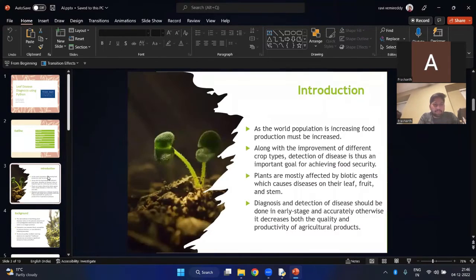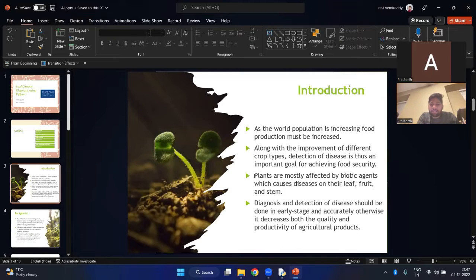So the first one, the introduction part. As the world population is increasing, food production must be increased. Along with the improvements of different crop types, detecting of diseases is an important goal for achieving food security. Plants are most affected by biotic agents which cause diseases on their leaves, fruits and stems. Diagnosing and detecting of disease should be done in an early stage and accurately, otherwise it decreases both the quality and productivity of the agriculture products.